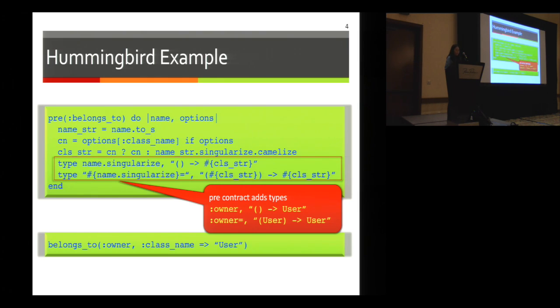We will add the type for the foreign key: one for the getter and one for the setter. In our case, a type for owner and a type for owner equals.